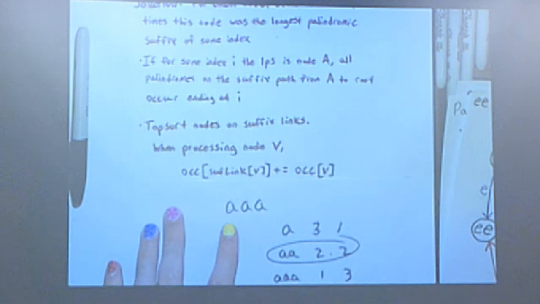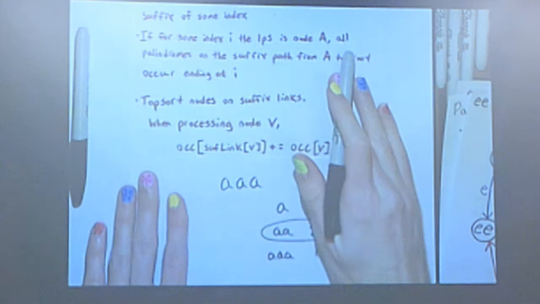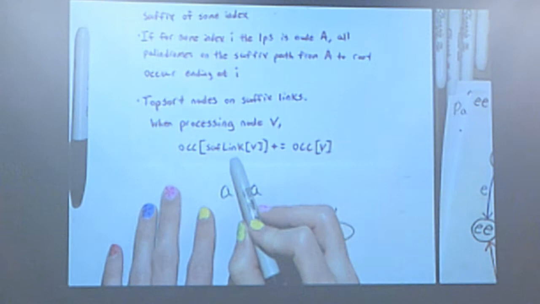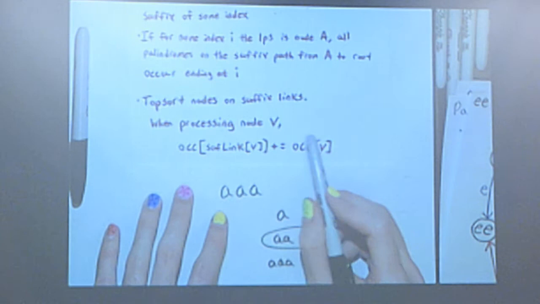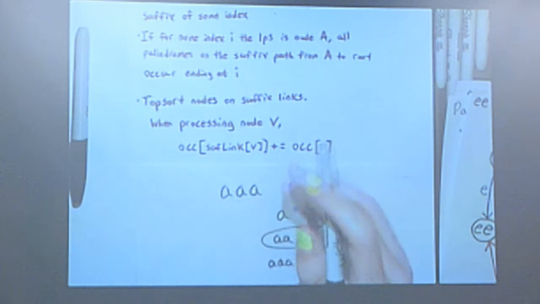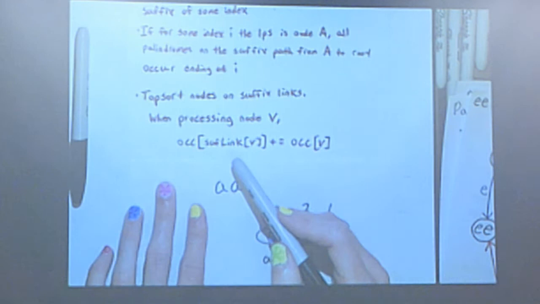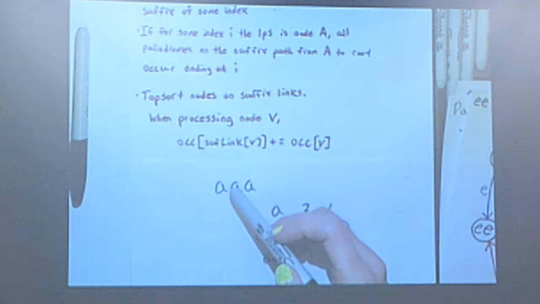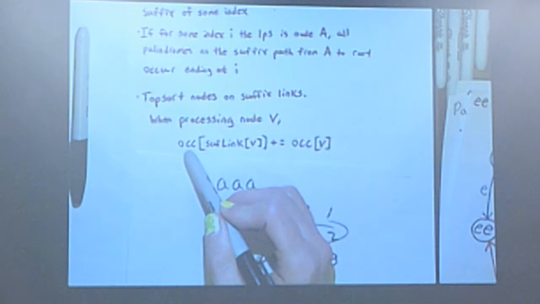So when we're processing a node B, we'll say the number of occurrences of B's suffix link plus equals the number of occurrences of B, because however many times B occurred, B's suffix link is also going to occur that many times. So after we add all our letters to the string, we do this, and then at the end, we just loop through every node and take the max of occurrences of that node times the length value for that node.